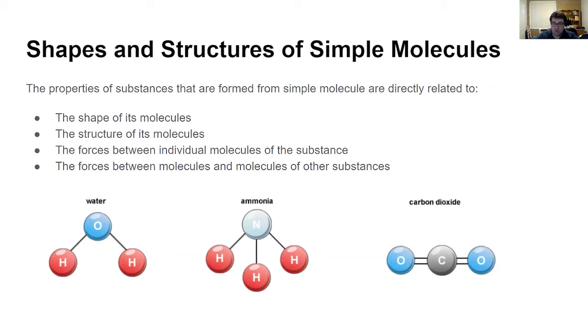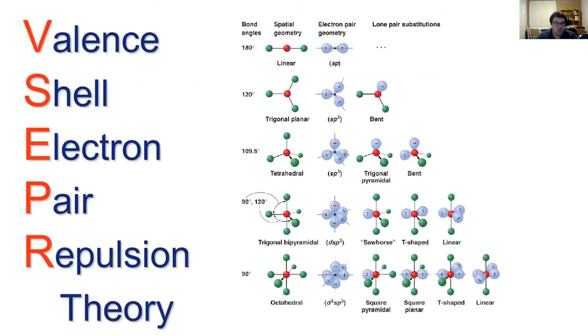Down here we have the structures of water, ammonia, and carbon dioxide shown, and these are a variation of the ball and stick model. Each of them gives you some indication of the three-dimensional structure of each of these molecules. Today I wanted to spend some time showing you how you go from a formula to the three-dimensional structure. To do that, you use valence shell electron pair repulsion theory.